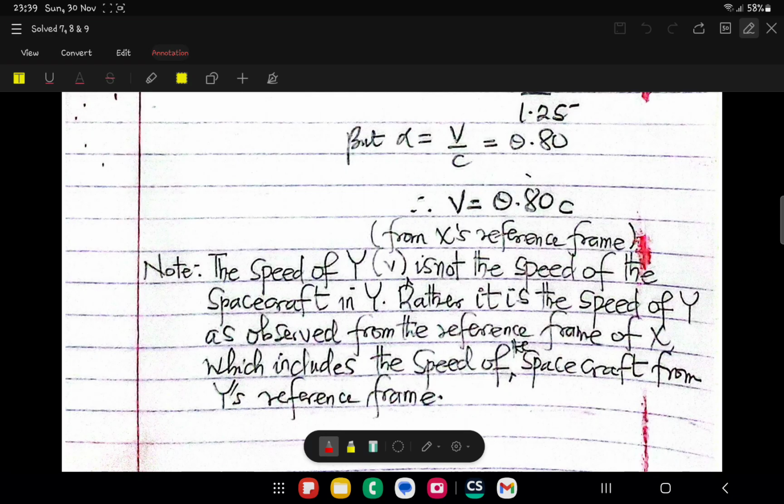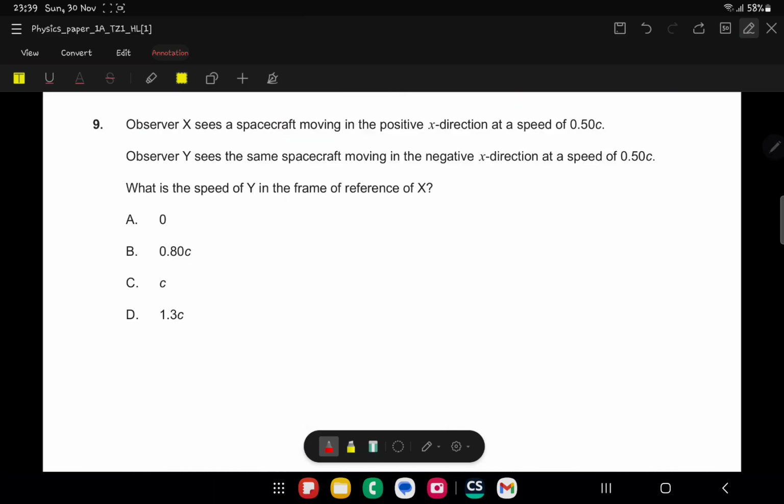Now let's switch back to our question and see which one is our answer. Looking through the possible answers A, B, C, and D, obviously our answer is B.